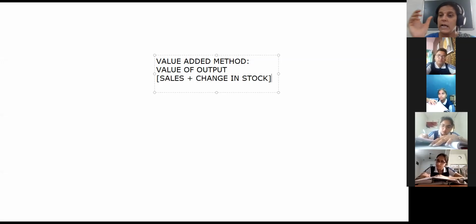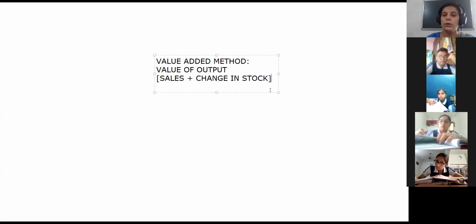Value of output means how much is the production for an accounting year by a firm. Okay, so the production is calculated as sales, कितनी उसकी बिक्री हुई, plus कितना उसका stock पड़ा हुआ है. The change in stock is always calculated as closing stock minus opening stock, and when it is added to the sales, we get the value of output.